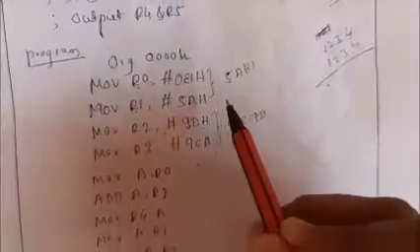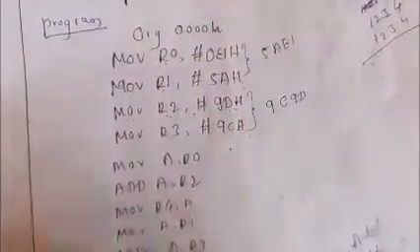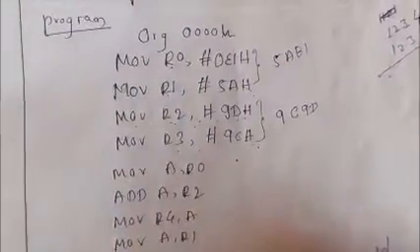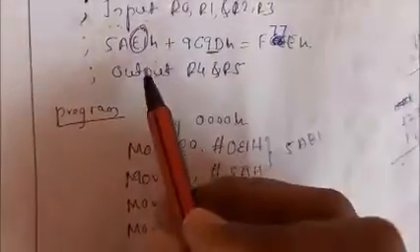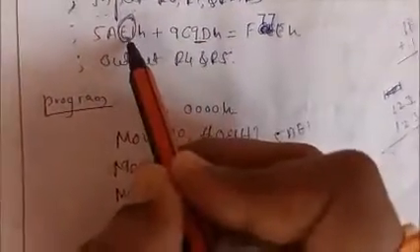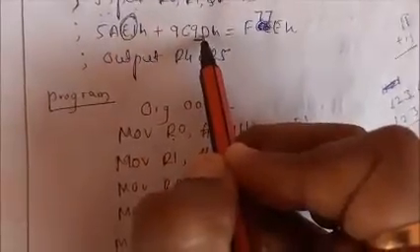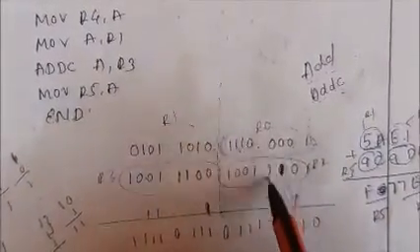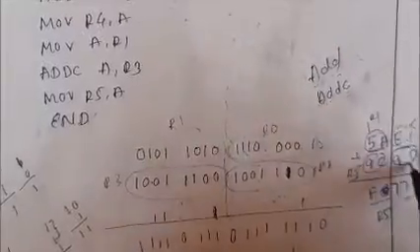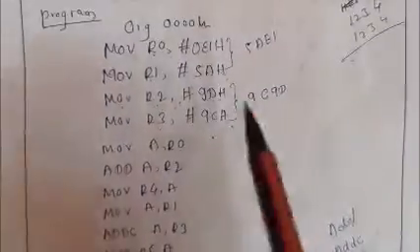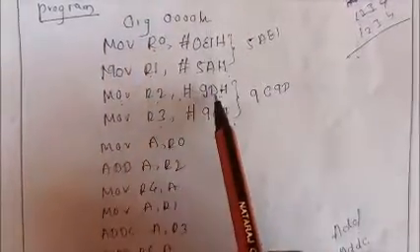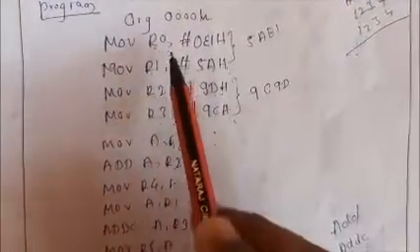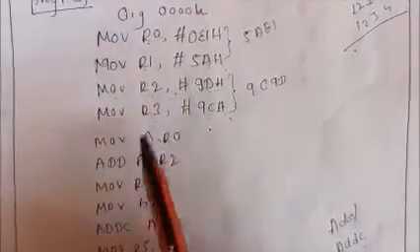After loading these numbers, I need to perform the addition. Is it clear? So how to perform the addition here? These are the two numbers. First I need to perform the addition for E1 and 9DH. Here is the E1 binary equivalent and the 9D binary equivalent. I need to perform the addition for E1 plus 9D. E1 is in R0 and 9D is in R2. That means I need to perform addition for R0 and R2.